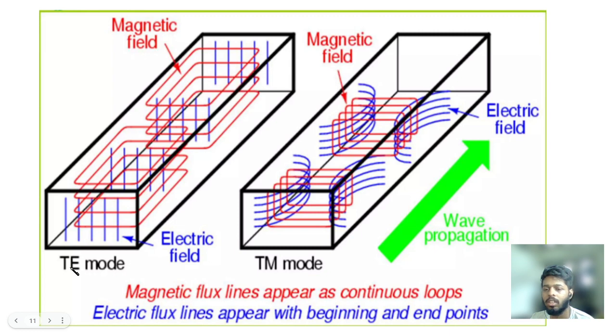Here we see the transverse electric mode and transverse magnetic mode. In the transverse electric mode, the red lines indicate the magnetic flux lines and the blue lines indicate the electric flux lines. Similarly, in the transverse magnetic mode, the red lines indicate the magnetic flux lines and the blue lines indicate the electric flux lines. The magnetic flux lines appear as continuous loops, as you can see in both diagrams, and the electric flux lines appear with beginning and end points, as you can see in both, with a similar structure. The wave propagation is happening in this direction.